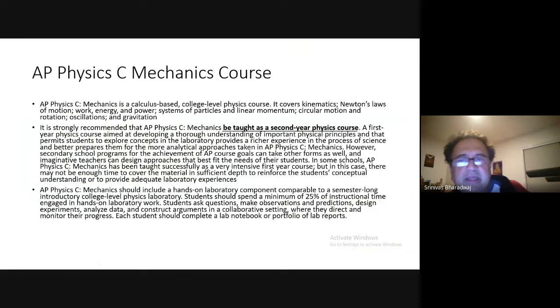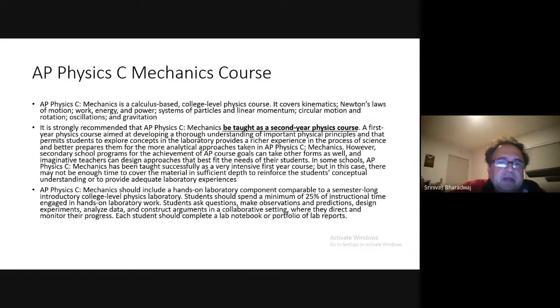Now, it is to be taught as a second year physics course. So you should first have an AP Physics 1 type of exam or a plain physics class, and then you take AP Physics as the second time you learn physics. It is not good to go directly to an AP Physics C mechanics class. It is always taught as a second year class. Unless you have a preparatory pre-program or it's taught as a very intensive summer and full year program, it is preferred that you take physics twice.